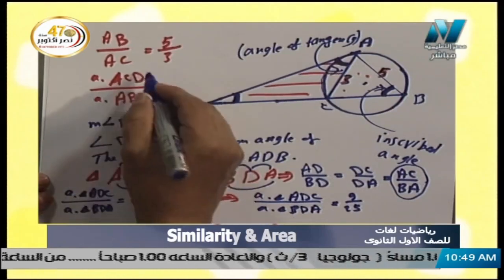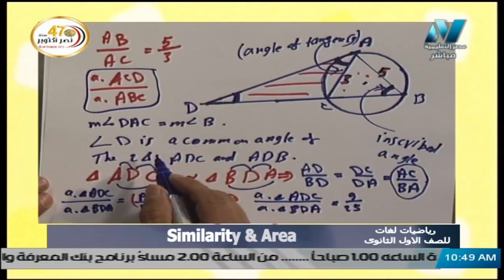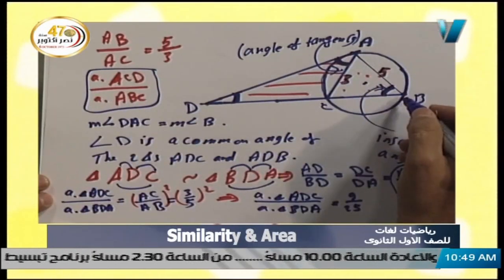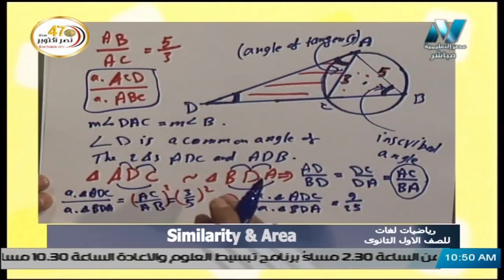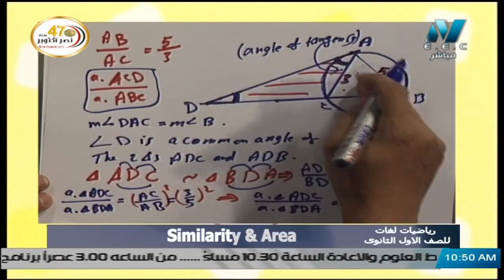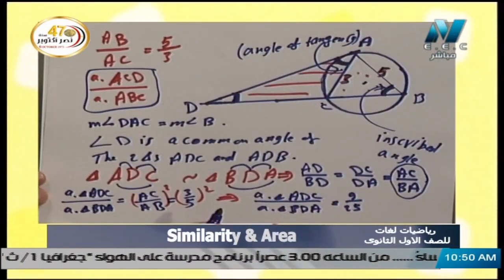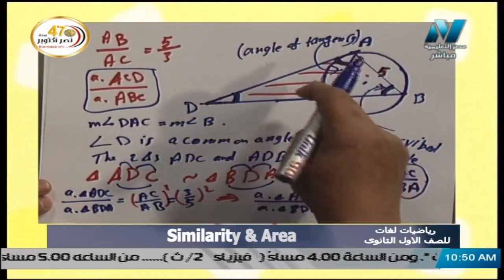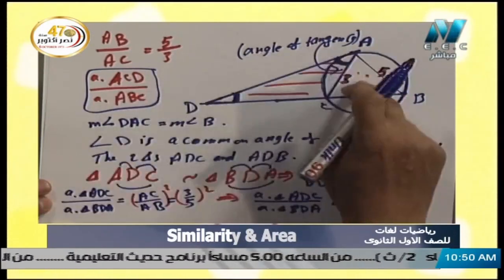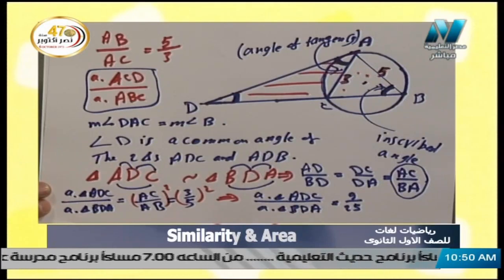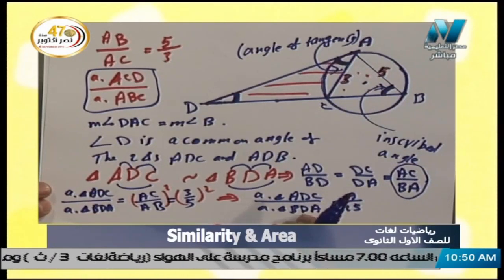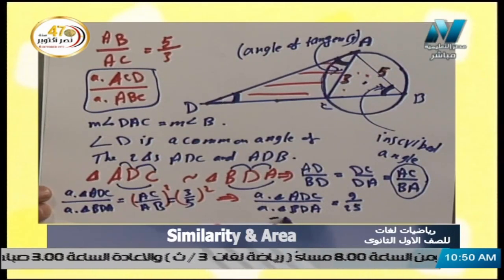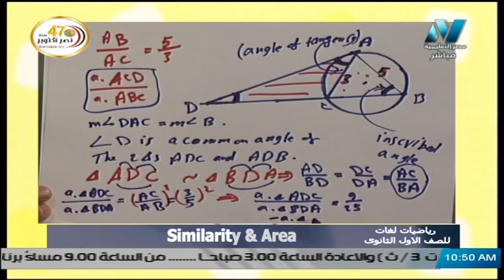But the request is to find the ratio between the area of triangle ACD, this one, and the area of triangle ABC, this one, not the whole triangle. So we must subtract the area of triangle ACD from the whole triangle to get the triangle ABC. Where is the triangle ADB? This one. And we must subtract the area of triangle ADC.